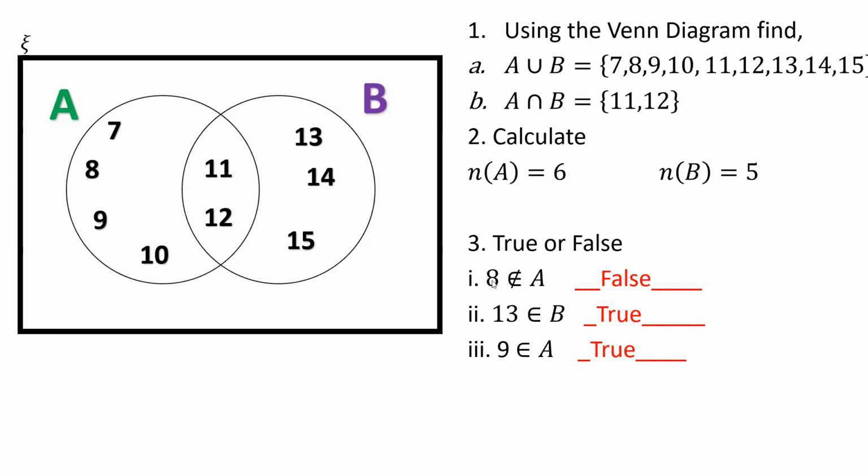True or false? 8 is not an element of A. That is false because clearly we can see 8 is right there. And then 13 is an element of B. That's true because 13 is right here. And 9 is an element of A. That's true because 9 is right there. So that is it.